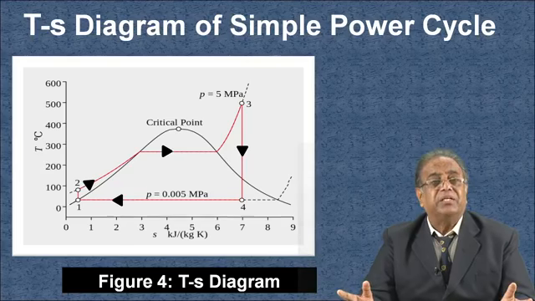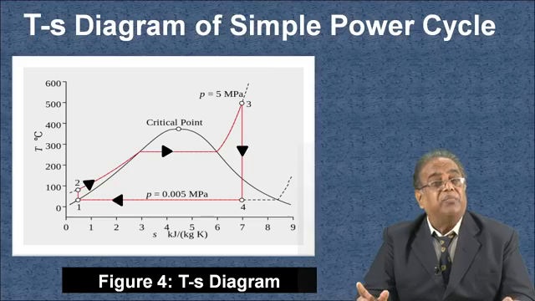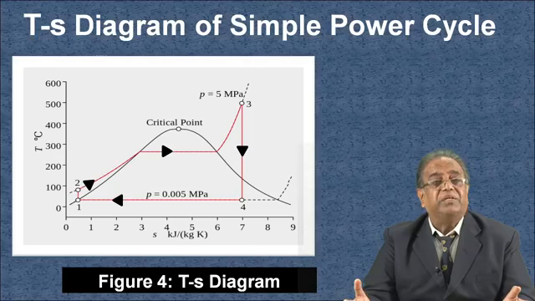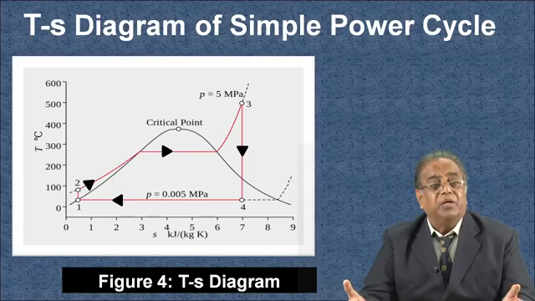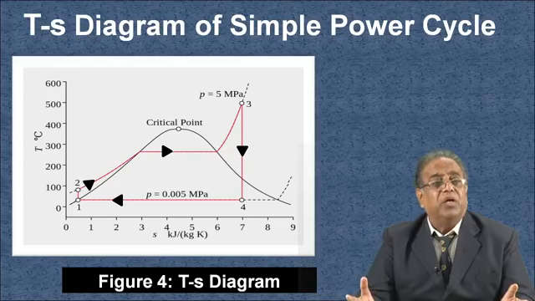Here, point 3 is the stage. For this case, the pressure is 5 megapascal, and that is the entry point of the high pressure, high temperature steam into the turbine. The turbine process is depicted from point 3 to 4. Here the expansion takes place, the pressure decreases and the temperature also decreases; for this case the pressure decreases up to 0.005 megapascal. After that, point 1 is the entry point of the boiler, and 1 to 2 is the process occurring in the boiler.